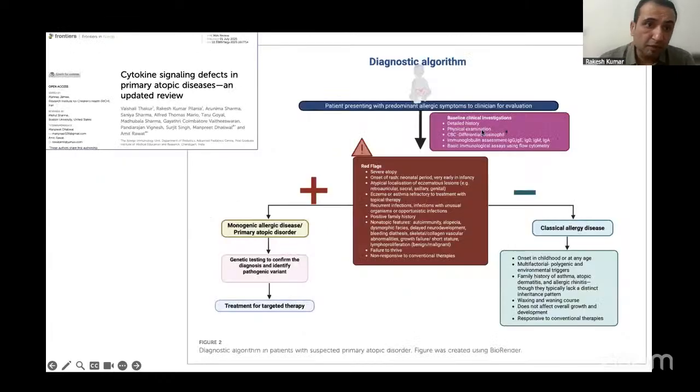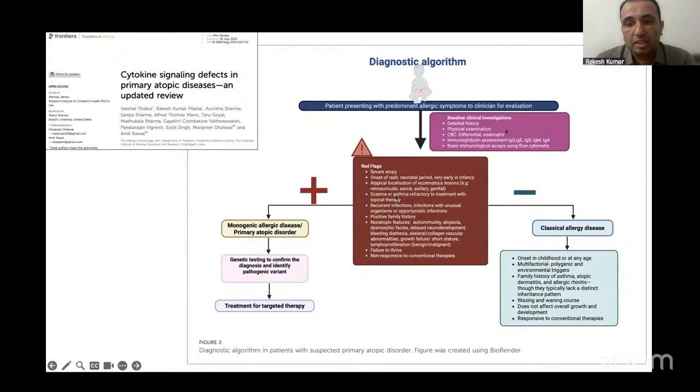If I suggest a diagnostic algorithm, patients presenting with predominant allergic symptoms come to the clinician for evaluation, and we do the baseline clinical evaluation. The red flags are severe atopy, onset of rash in the neonatal period or very early in infancy, and atypical localization of eczematous lesions. If you see the atopic dermatitis of Wiskott-Aldrich and typical atopic dermatitis, there is a difference, because it is more generalized, with no typical pattern in Wiskott-Aldrich syndrome, and is associated with significant autoimmunity also.